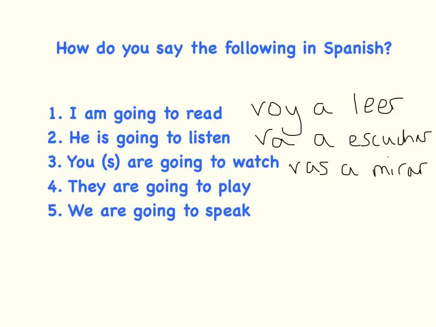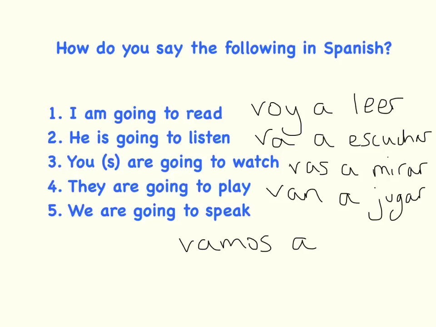They are going to play, so they are going is van. Must have an a next, and to play is jugar. And the last one, we are going to speak, we are going is vamos, followed by a, and you must have an infinitive next, to speak is hablar. So how many of those did you get right?